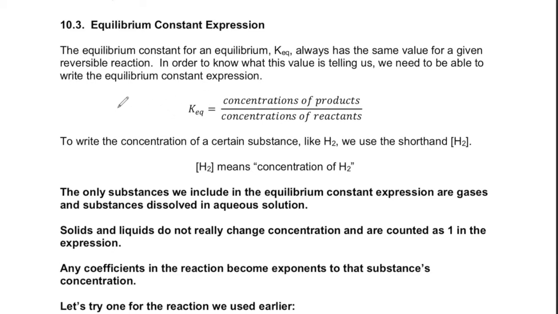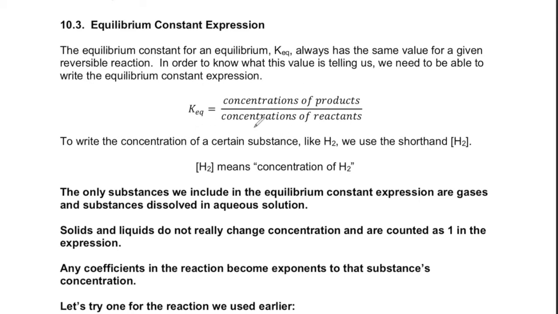Kind of like for each different sport, the amount of people on the court or on the field for that particular sport is going to be constant. But it could be different for different sports. This can be different for different reactions, but for each reaction, you're always going to reach the same type of balanced equilibrium state. So we're going to learn how to write equilibrium constant expressions.